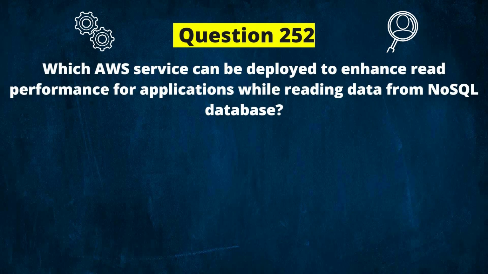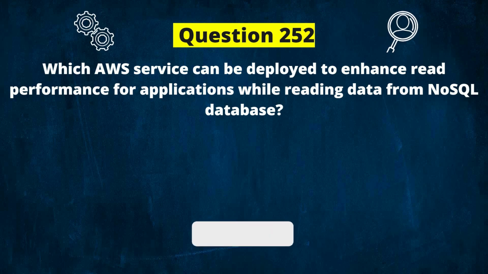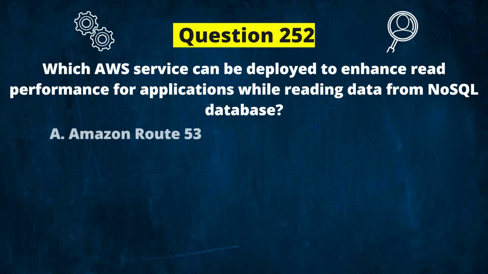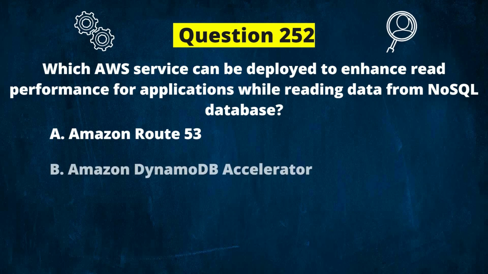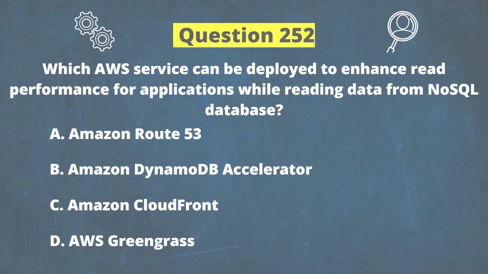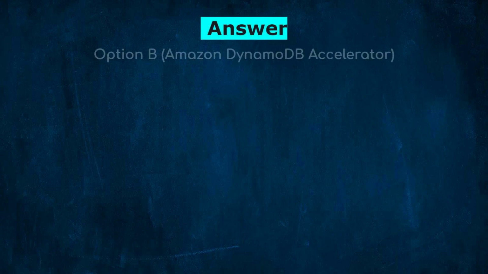Next question. Which AWS service can be deployed to enhance read performance for applications while reading data from NoSQL database? And the options are: A. Amazon Route 53, B. Amazon DynamoDB Accelerator, C. Amazon CloudFront, D. AWS Greengrass. And the correct answer is option B.